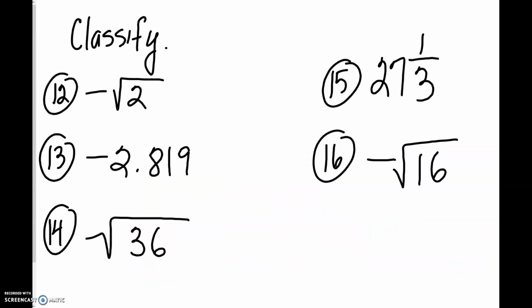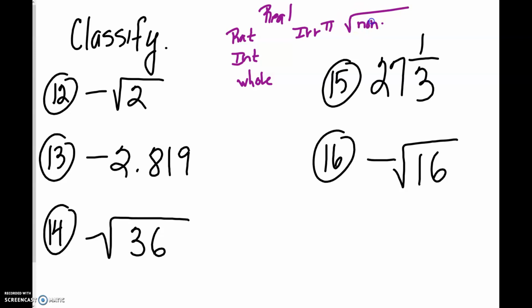All right, classifying. So this is where we're talking about our real numbers. And remember, real numbers are broken up into rational numbers and irrational numbers, and then rational numbers. So these are all your fractions and decimals. And then we have integers and whole numbers. Okay, remember irrational is pi and the square root of a non-perfect square. Okay, so the square root of 2.